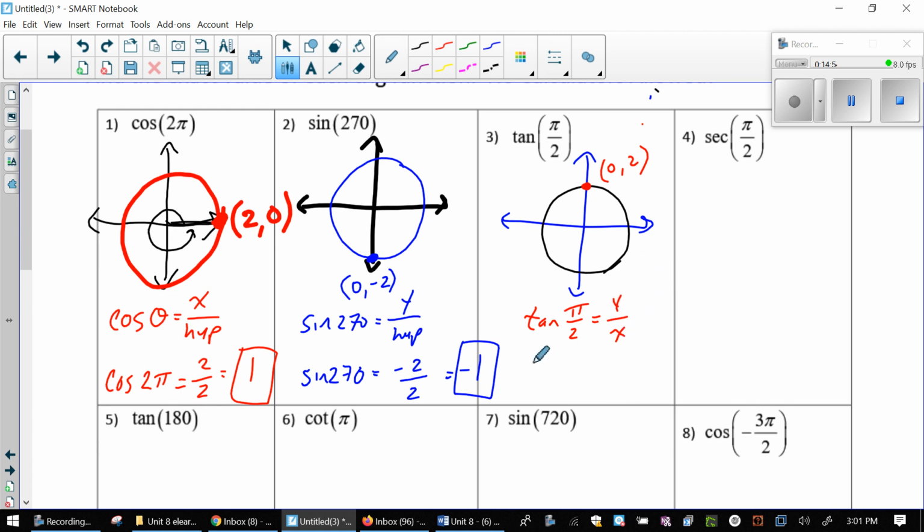So tan of pi over 2 equals our y-coordinate, which is 2, over our x-coordinate, which is 0. And what's going to happen if we divide by 0? Put it in a calculator if you want to see. We just talked about this in our last unit as well. We get an undefined value. So tangent of pi over 2 is undefined because we can't divide by 0.